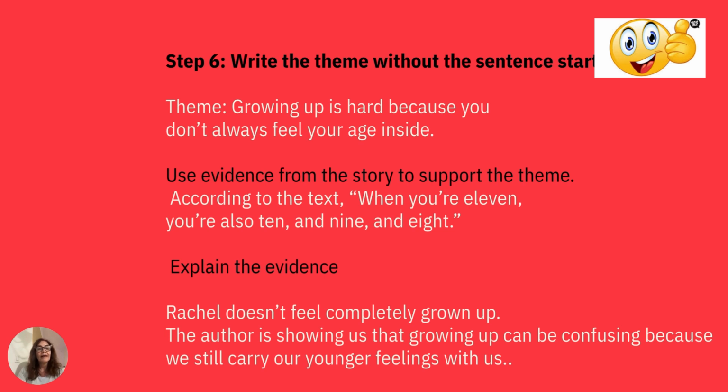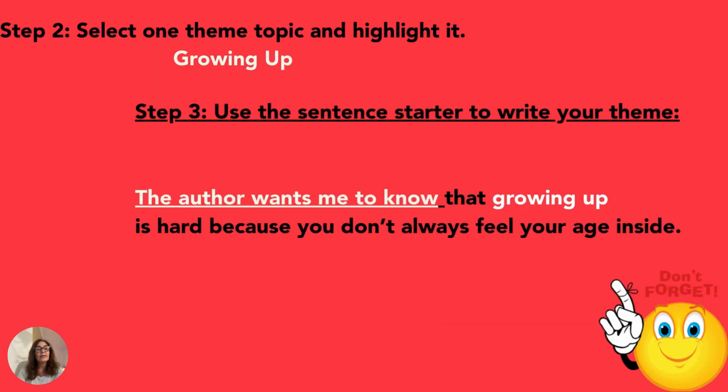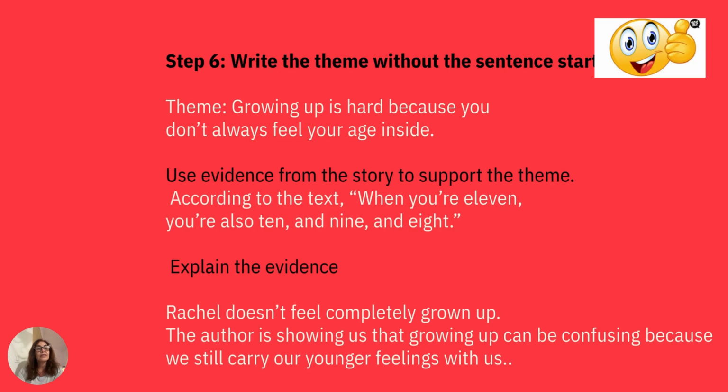So once we have the theme and we say yes to step 4 and 5, we're going to drop the sentence stem and just write the theme. And the theme is growing up is hard because you don't always feel your age. So once again, the author wants me to know, we will drop it and just write the theme.